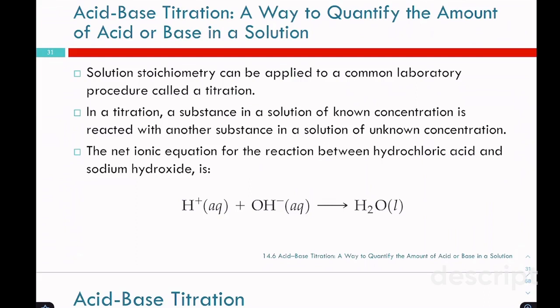And then the next most important thing is acid-base titrations. So solution stoichiometry, which we talked about before break, hopefully you remember that. Solution stoichiometry can be applied to a common laboratory procedure called a titration. This is where you take a solution that has an unknown quantity of some acid or base, and you use an acid or a base, the opposite of whatever you're looking for. Use a solution with a known quantity of acid or base to figure out what the unknown quantity is. And we can do this because of stoichiometry.